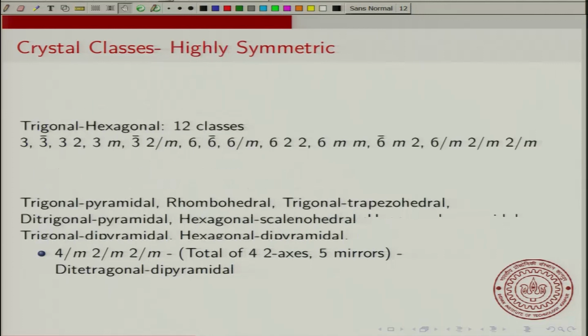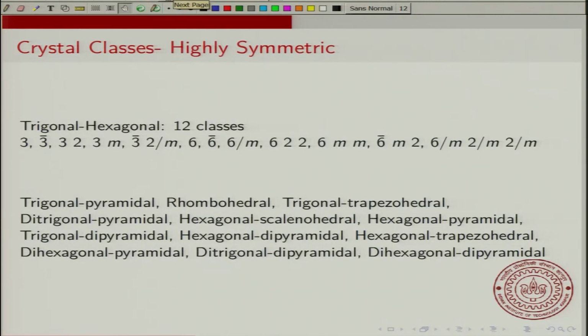Next, let us look at the trigonal and hexagonal systems. We will look at both of them together. There are a total of 12 classes, and I am not going to list all of them in detail or describe all the operations in each one of them, but basically trigonal systems are characterized by having a 3-fold axis of rotation. Hexagonal is characterized by having a 6-fold axis of rotation.